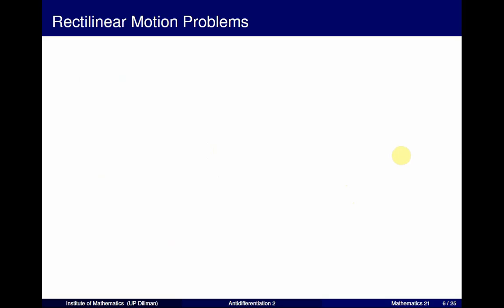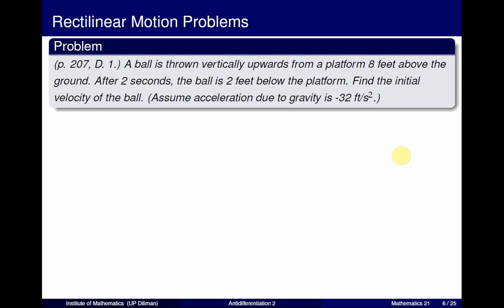Let's do our first problem. This is at the module, page 207, D1. A ball is thrown vertically upwards from a platform 8 feet above the ground. After 2 seconds, the ball is 2 feet below the platform. Find the initial velocity of the ball. Assume acceleration due to gravity is negative 32 feet per second squared.